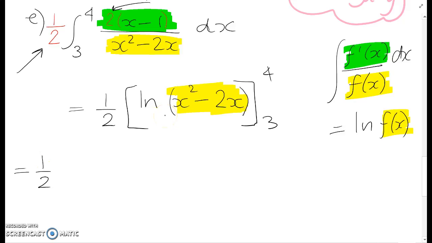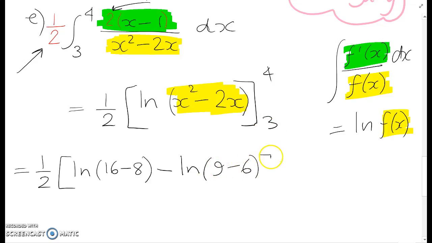Going to plug in now. So log of, well, that'll be 4 squared, which is 16, minus 2 times 4, which is 8. Now minus the log of, put the 3 in. 3 squared is 9, minus 2 3s is 6. So we can work that down. I've got log of 8 minus log of 3.